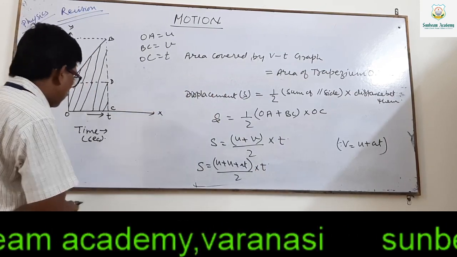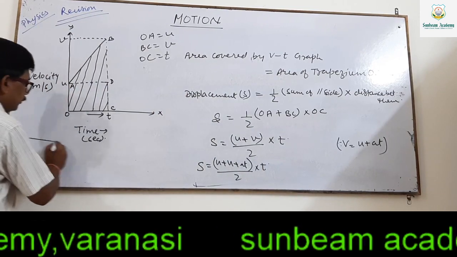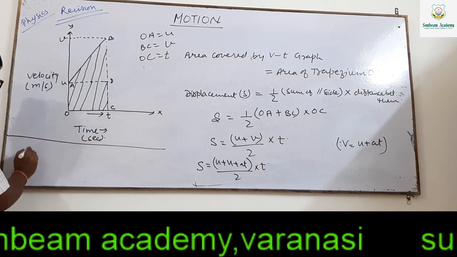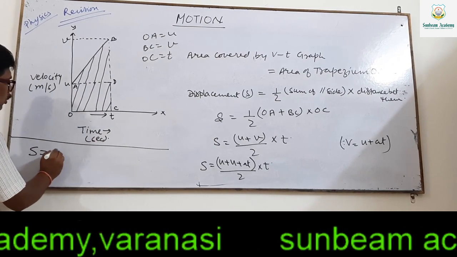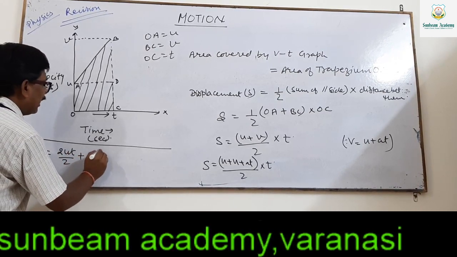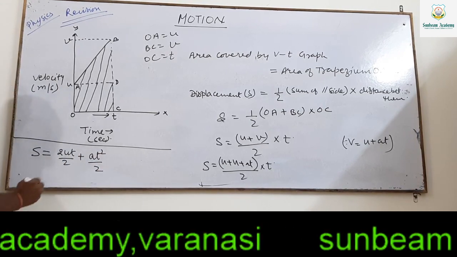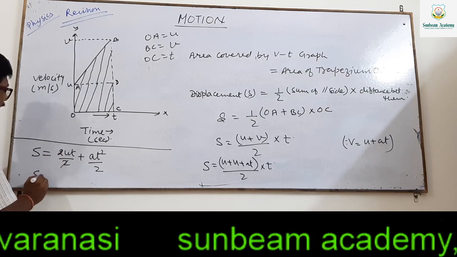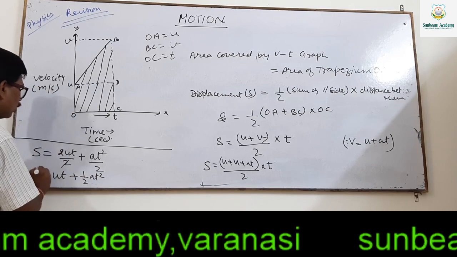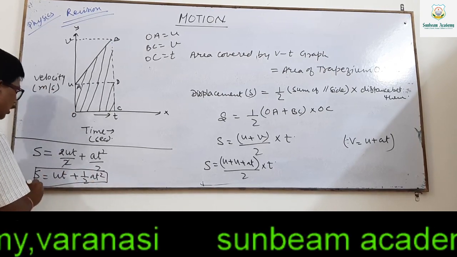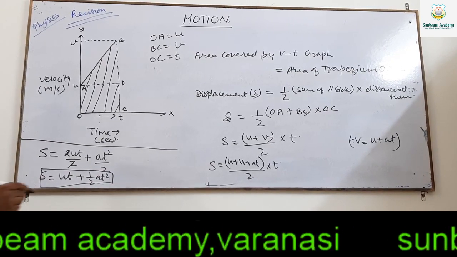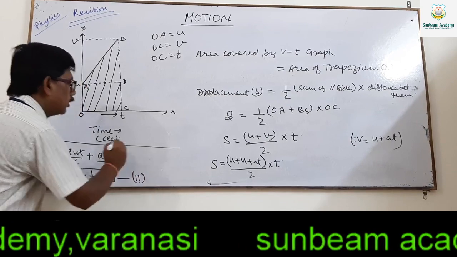Now I am writing here, see here S is equal to 2UT upon 2 plus AT square upon 2. 2 cancel. So S is equal to UT plus half AT square. So this is the second equation of motion.